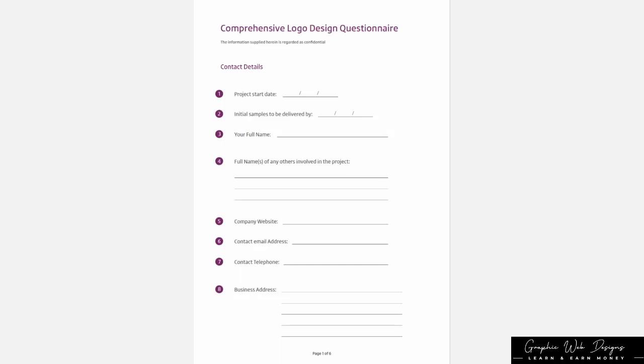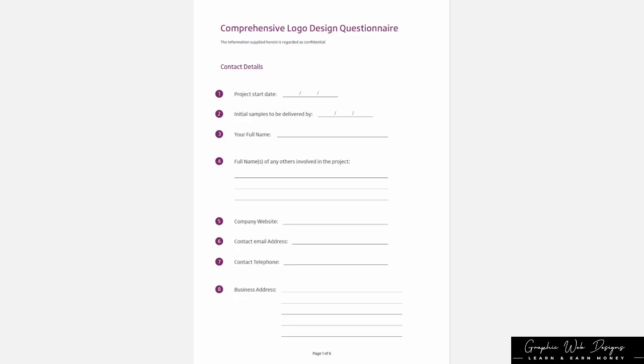This is the comprehensive logo design questionnaire. It's a lot more detailed than the questionnaires that I've had in previous courses, since this one is dedicated to garnering information pertaining to more in-depth projects. The comprehensive logo design questionnaire is split into 3 sections: contact details, company insight, and design. Each contains a range of questions related to what you'd expect from each of those titles.